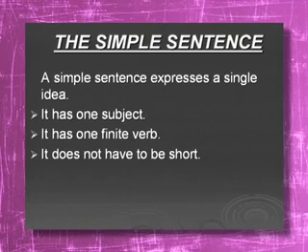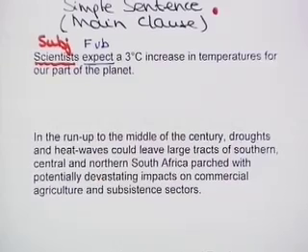What else did we say about the simple sentence in our grade 11 lessons? We said this: a simple sentence expresses a single idea, one idea. It has one subject, it has one finite verb. But be careful, it does not have to be short. You can, in fact, have quite a long simple sentence as long as it just has one subject and one finite verb. Let's look at the next example on our piece of paper.